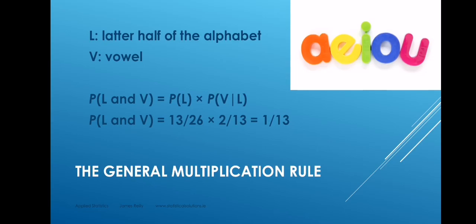The probability of L is 13 over 26, since 13 letters are in the latter half of the alphabet. The probability of V given L is 2 over 13, since in the latter half of the alphabet there are two vowels. So given that a letter has arisen from the second half of the alphabet, the probability of a vowel occurring is 2 over 13. We multiply these two probabilities and we get 1 over 13, which is the result.